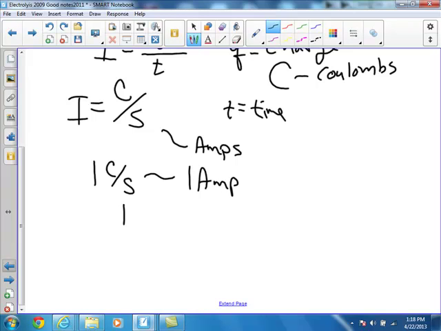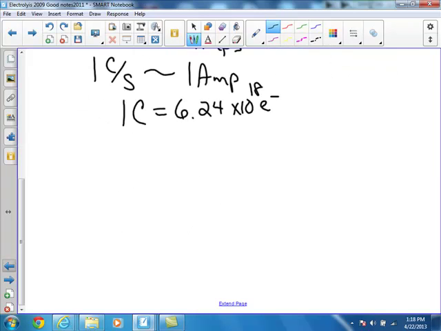Do you remember what 1 coulomb was? 1 coulomb of charge is 6.24 times 10 to the 18th electrons. So if you have 1 amp of current, how many electrons are flowing per second? That number. Okay?